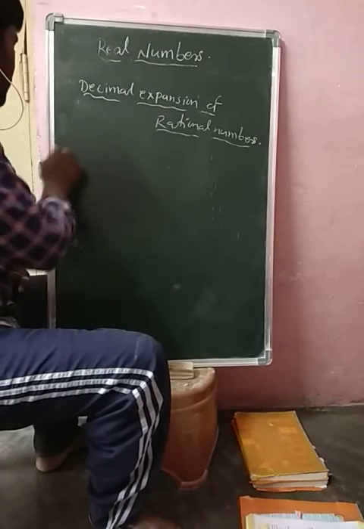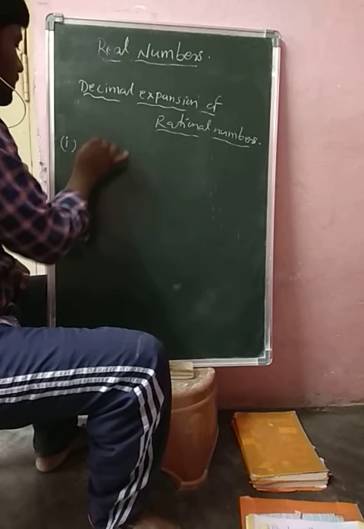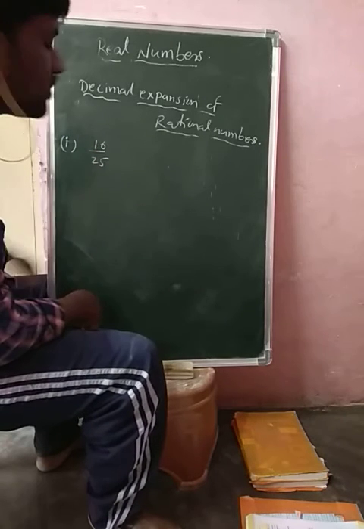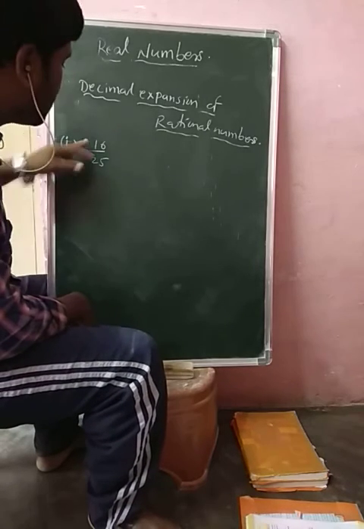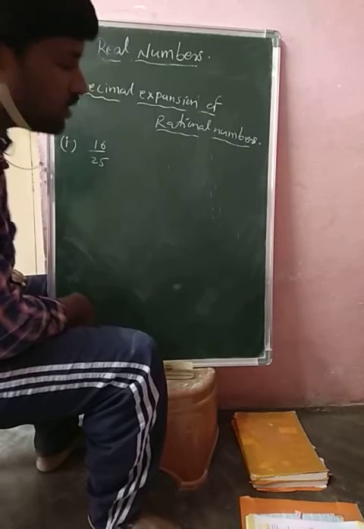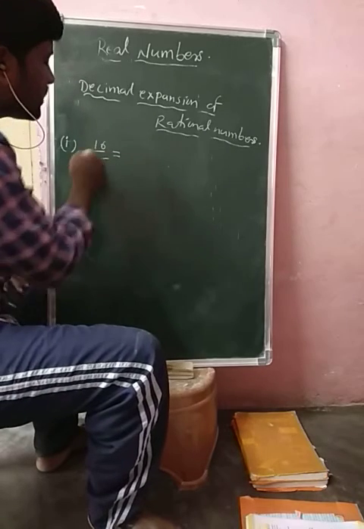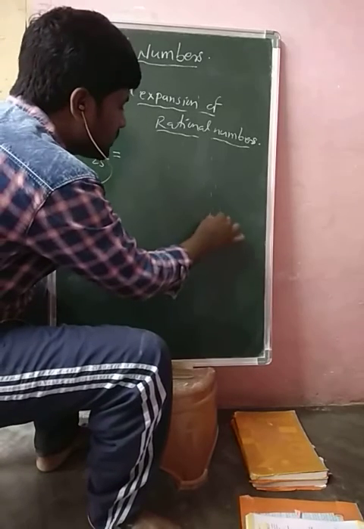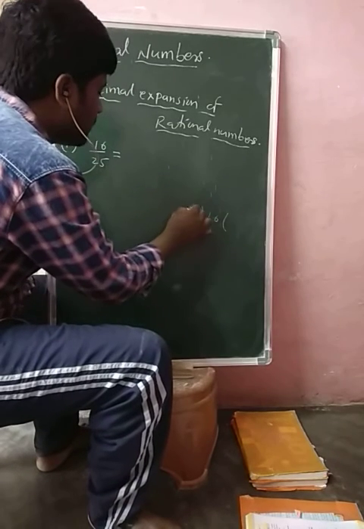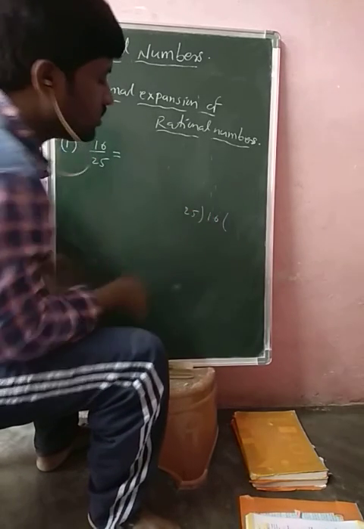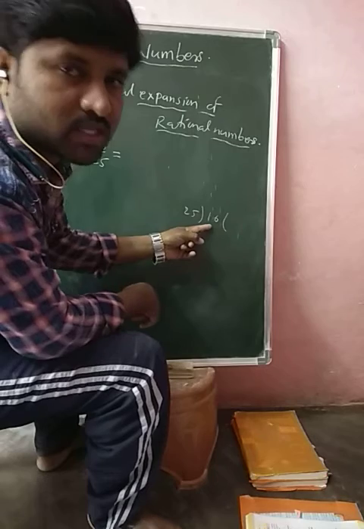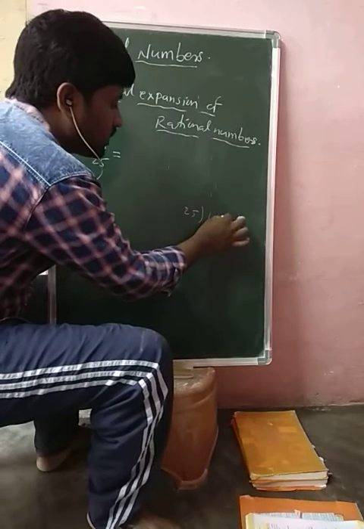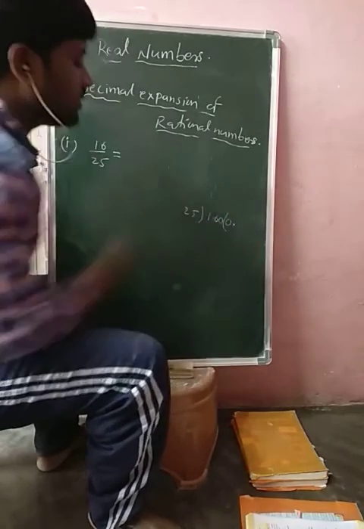So first of all I am taking here 16 by 25. So it is a rational number. Yes, 16 by 25 is a rational number. So I am going to write its decimal expansion by doing the actual division. So 16 is the dividend and 25 is the divisor. So the dividend is the small number, so that's why I take in the quotient place 0 and keep a point.